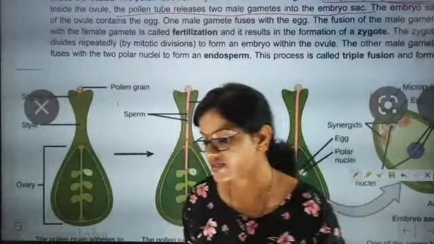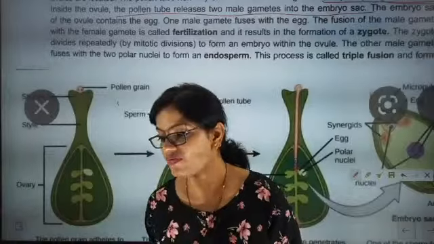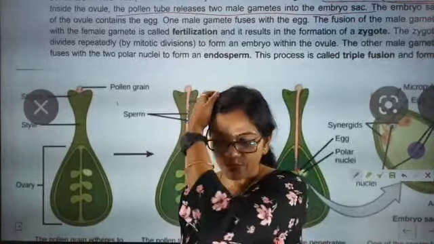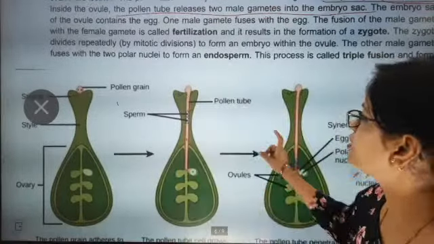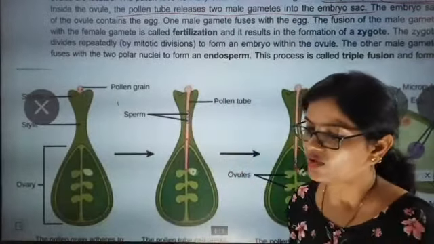One pollen grain contains how many male gametes, beta? Two male gametes. I repeated it three or four times so that you can understand this. But you see here, more grains are going inside.